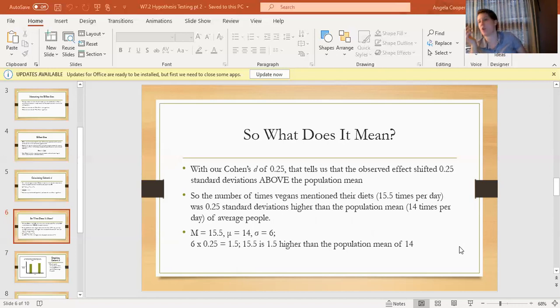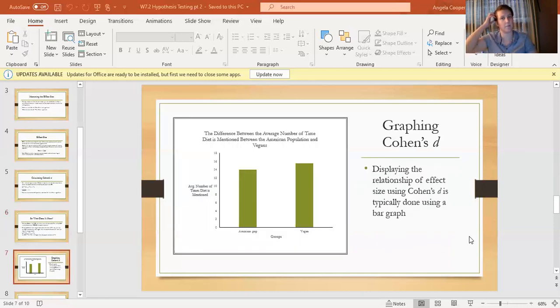So when we're saying Cohen's d equals 0.25, that number actually does tell us something. Again, since 0.25 is 1/4 or 25%, it's saying that 25% of our standard deviation, that's how much higher our sample mean is than our population mean. And it's true. If we did 15.5 minus 14, we'd get 1.5. And that is a quarter of our standard deviation. So if you're just kind of wondering what that number means for Cohen's d, that is breaking it down. Okay.